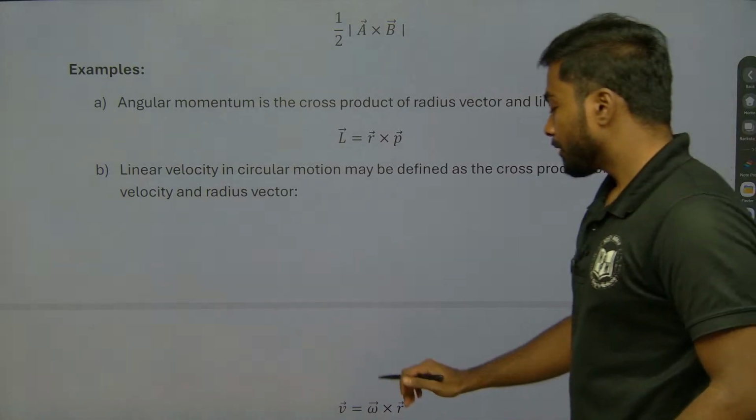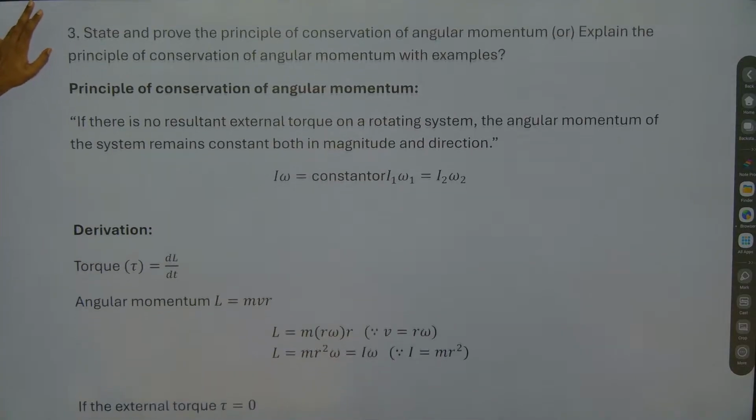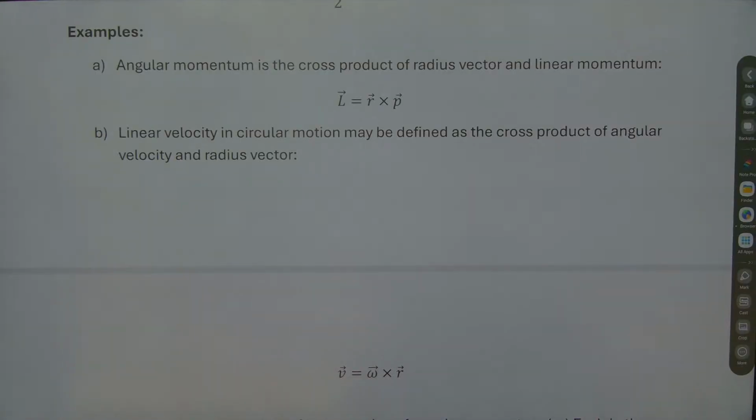Yeah. So this is the thing. So v is equal to omega cross r. Okay. So once you take a note of this, we'll go for the next question, that is the third question. Done. Can we go for the next one?